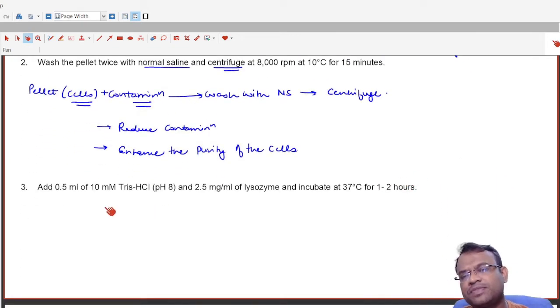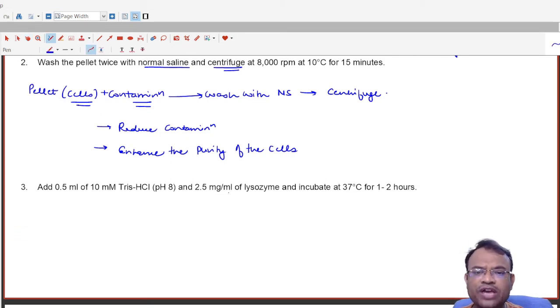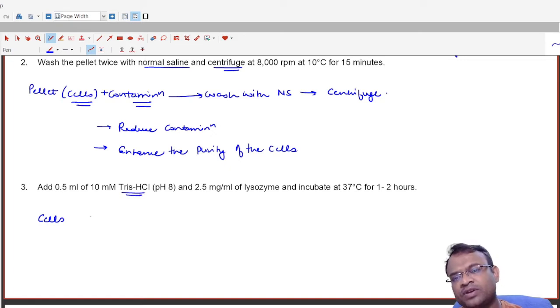Now the third step is add 0.5 ml of 10 millimolar Tris HCl and 2.5 mg per ml of lysozyme and incubate at 37 degrees centigrade for 1 to 2 hours. Now you have your cells. Now what you are doing is you are adding Tris HCl. What is the function of Tris HCl? Let us understand this.